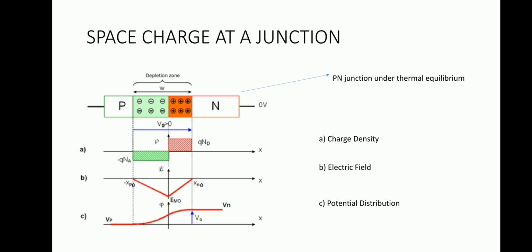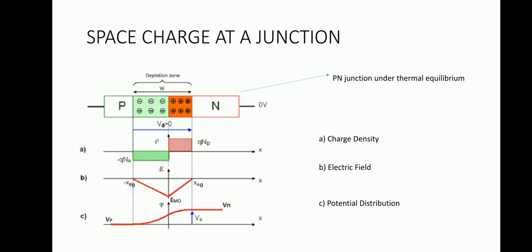The second figure, B, represents the electric field. We studied that there is a positive charge near the n side and a negative charge near the p side. So there is an electric field due to this potential difference, and that electric field is from the n to the p side. The maximum electric field is represented as Em0.